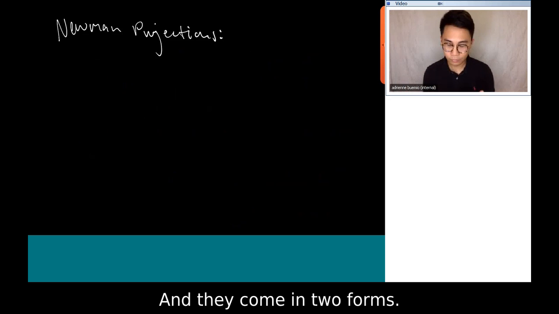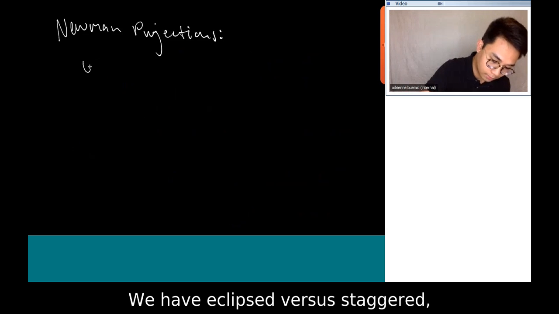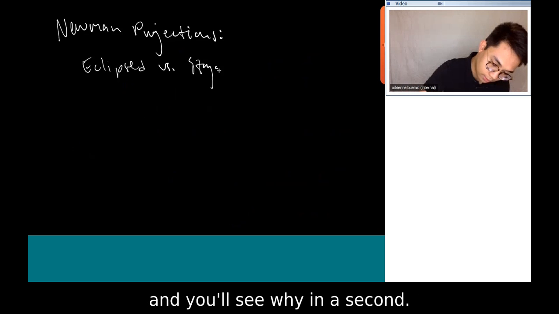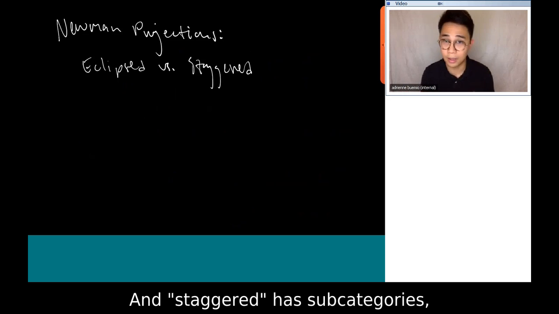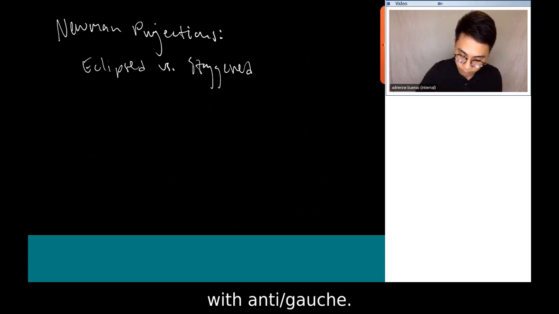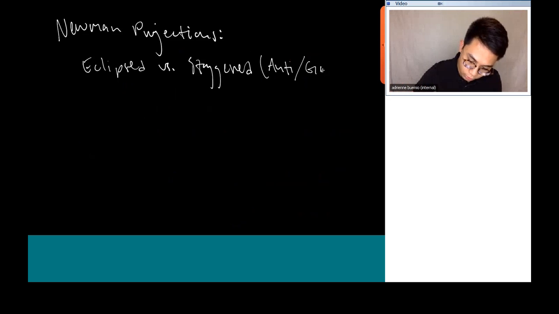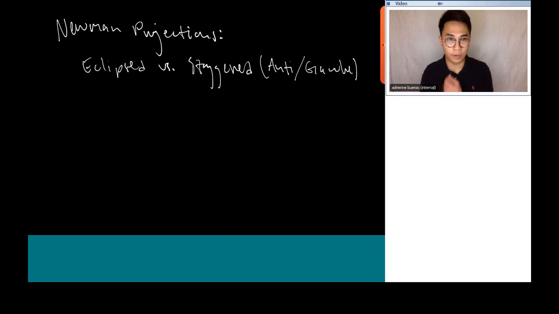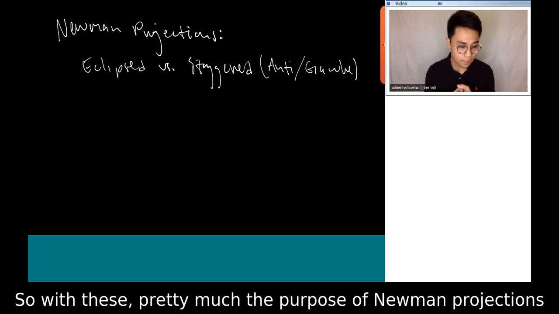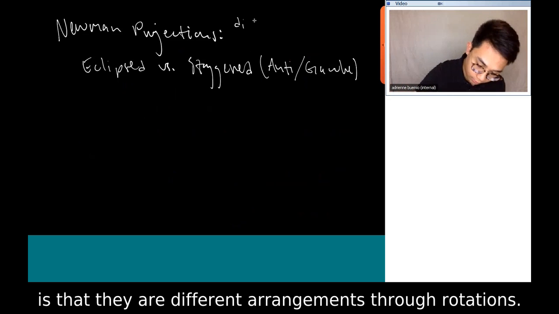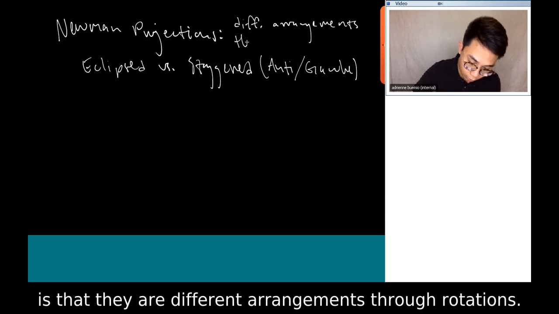two forms. We have eclipsed versus staggered, and you'll see why in a second. And staggered has subcategories, let's put here anti and gauche, right? So with these, pretty much the purpose of Newman projections is that they are different arrangements through rotations.